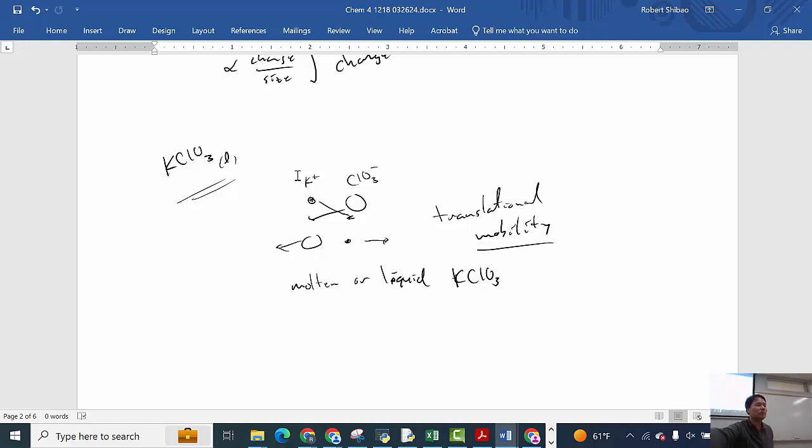Another way to gain mobility, translational mobility, is not to melt it. Do you know another way of doing it? Is to dissolve it in water. Potassium salts, are they soluble in water? Yeah. All group 1 and ammonium salts are soluble. So potassium chlorate will be soluble in water. And so what I'm going to do is add a little bit of water to the crucible. Let me make sure it cooled down enough.